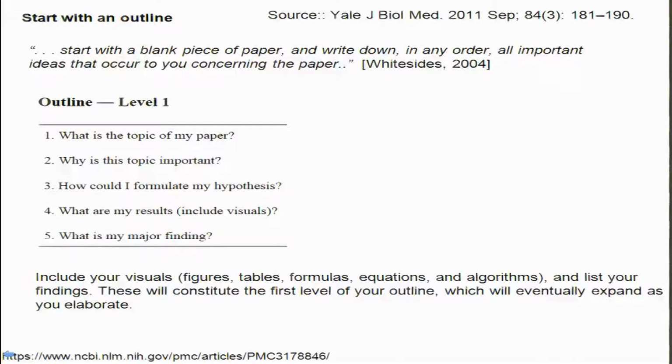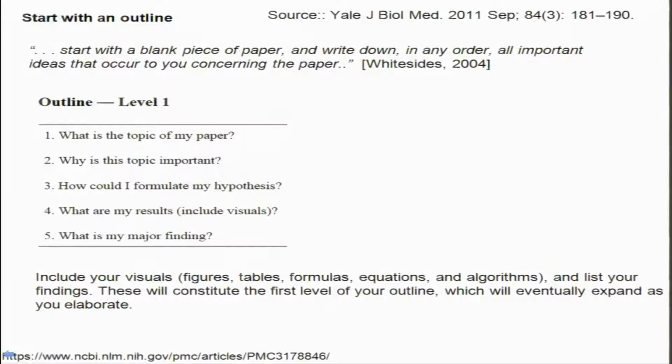What do you call level one? So you have to bring out the importance of the work. That's level one. What is the topic of my paper? These are the questions. You have to give an answer for that. Why is this topic important? How could I formulate my hypothesis? What are my results? What is my major finding? If you can write these down, that pretty much gives you the basic introduction to your paper, right? These are the five major bullets that you have to look into.